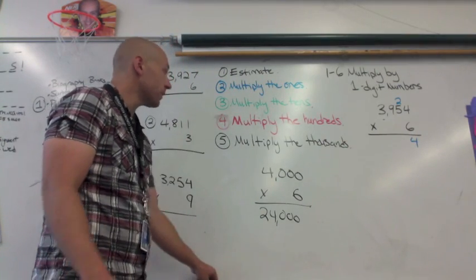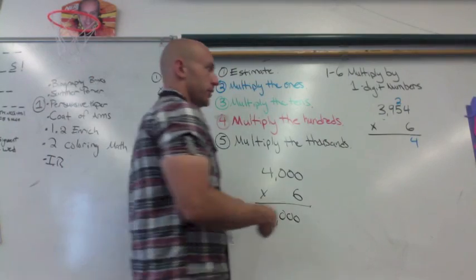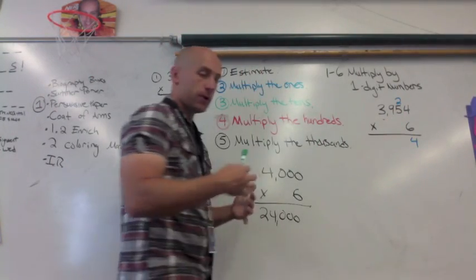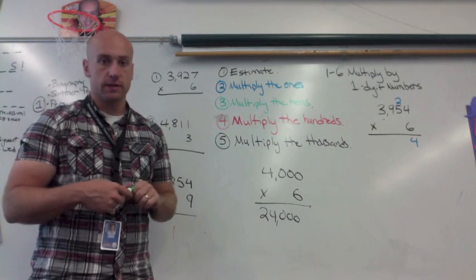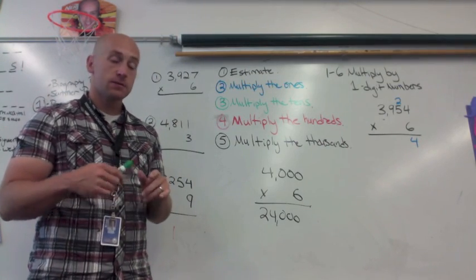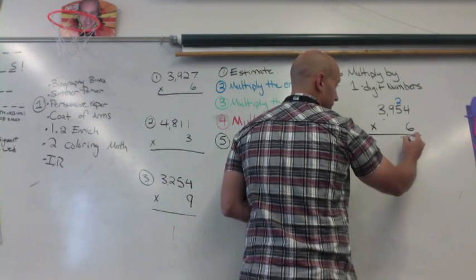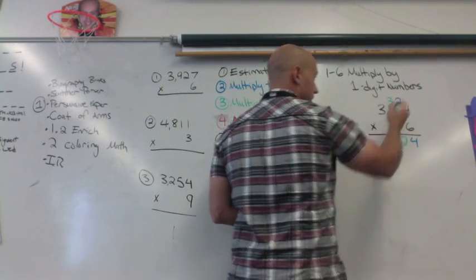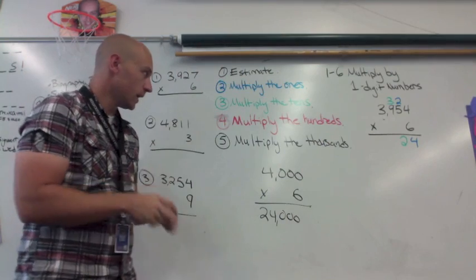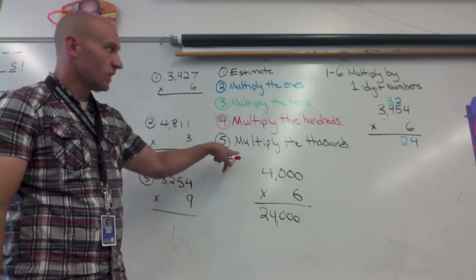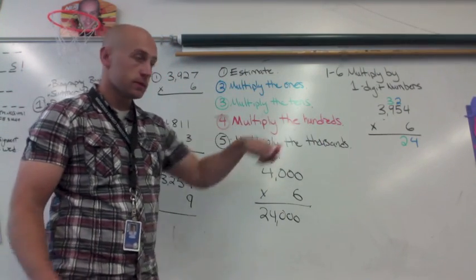So now we're going to multiply the tens. So 6 times 5 is 30, and now that's when that 2 comes in. Now we add that 2. So 6 times 5 is 30, and we add the 2. Now we're at 32. So we write down the 2, and we regroup the 3. Okay? Next step, we are going to multiply the hundreds.